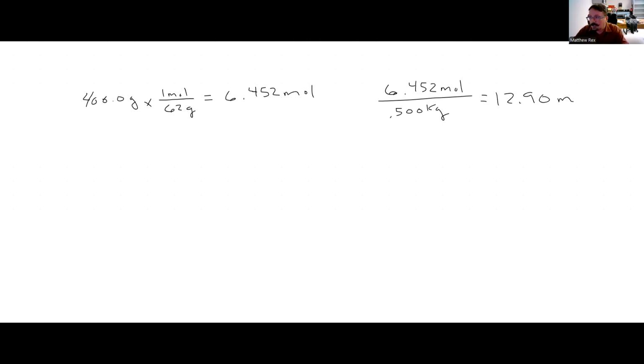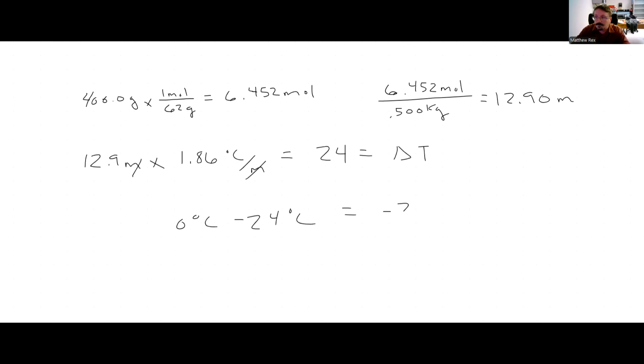Ethylene glycol is a covalent compound, so there's no Van Hoff factor here. So we wanted to factor that in. So we're just going to take the molality times, we want the freezing point depression constant, so we want the K sub F. We get 24, and it's freezing point depression, so we would take our normal freezing point, 0 degrees Celsius, we would subtract the 24 from that, and we'd have negative 24 degrees C as our new freezing point.